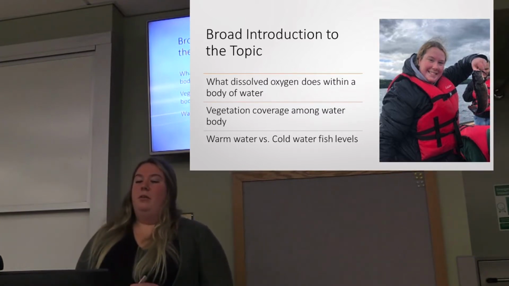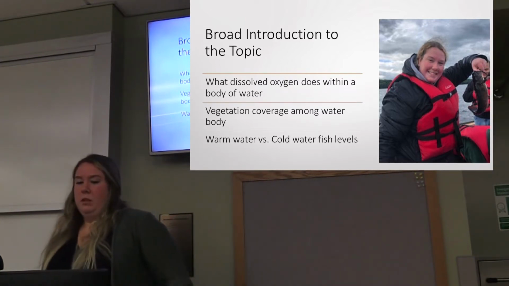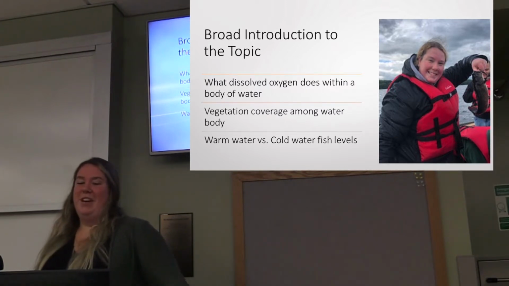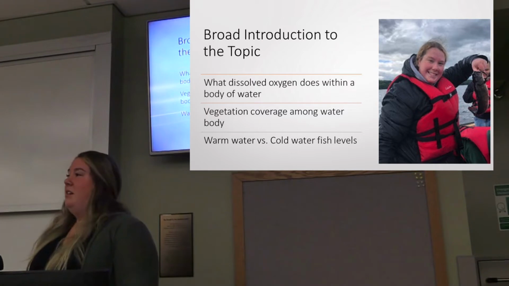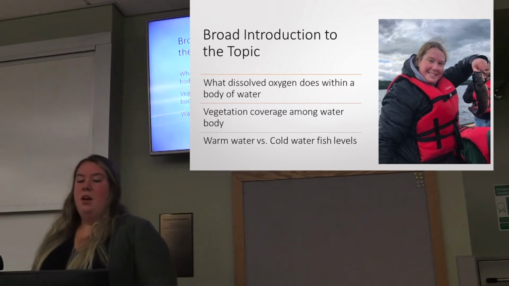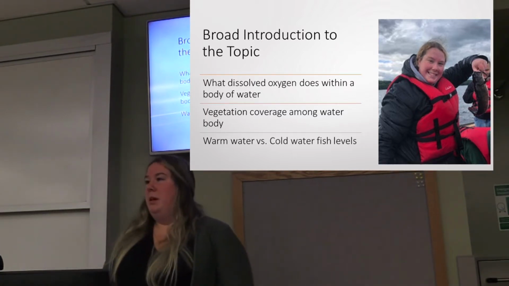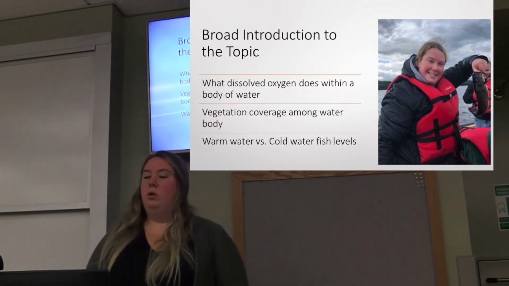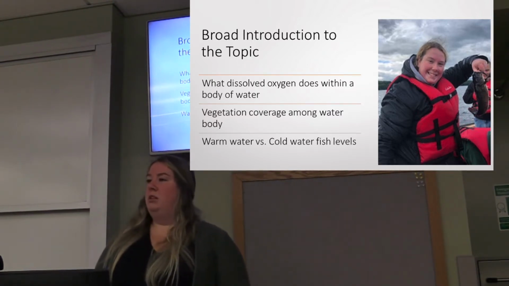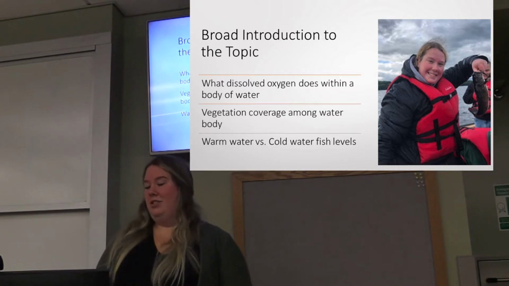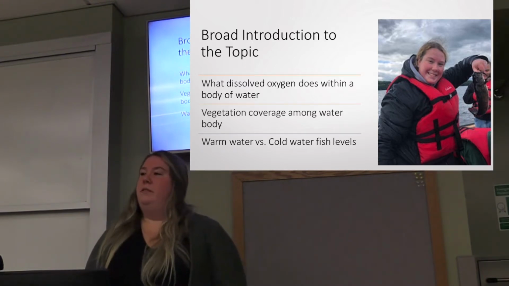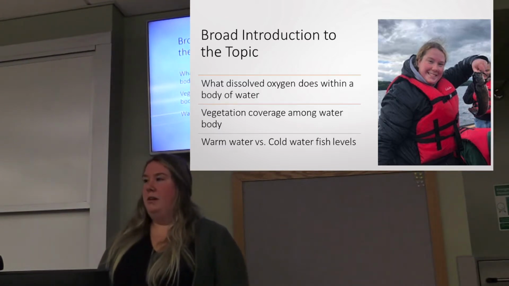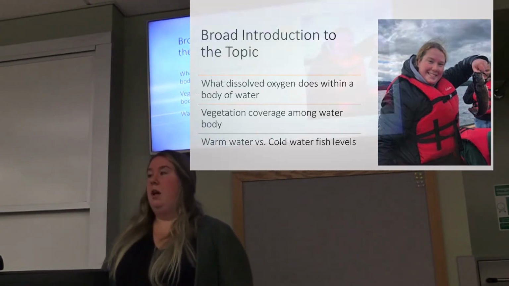For the warm and cold water fish levels, warm water fish prefer lower dissolved oxygen levels, and they can live in oxygen levels as low as 1.0 parts per million, but they prefer between 5 and 6 parts per million. And for cold water fish, they can live in dissolved oxygen levels as low as 2.5 to 3.5 parts per million, but they prefer levels between 6 and 8 parts per million and above.